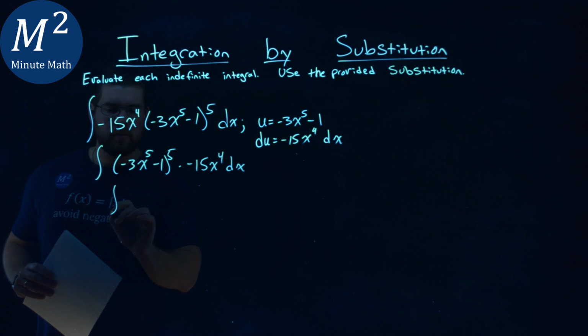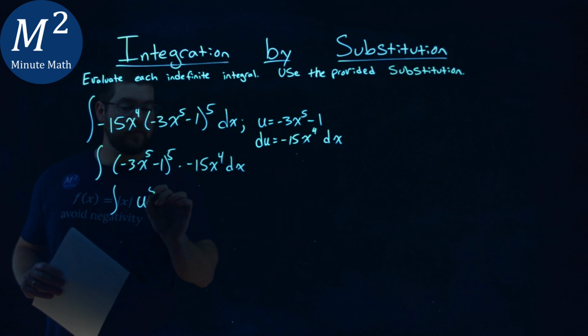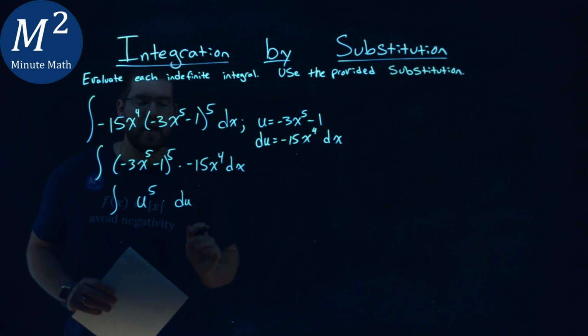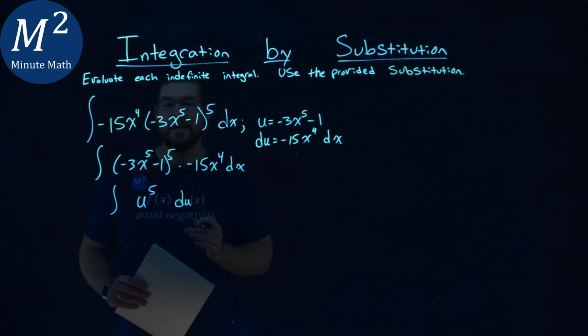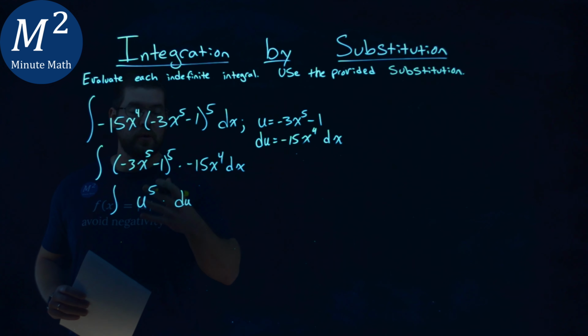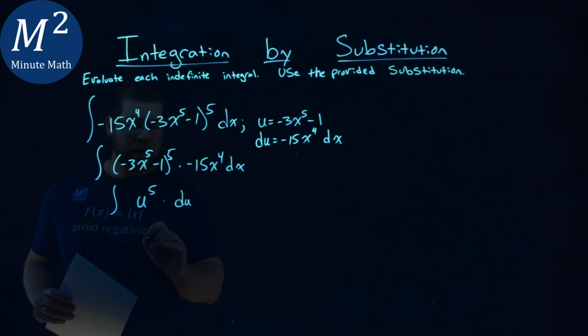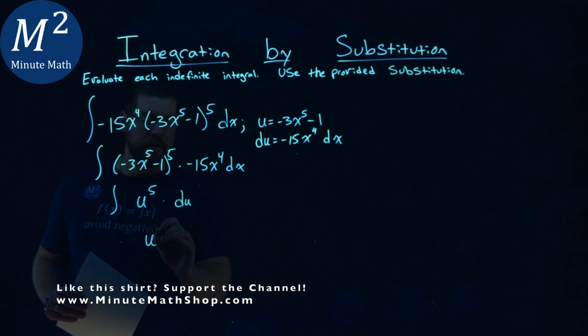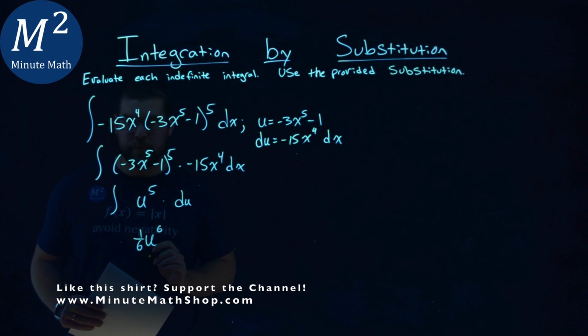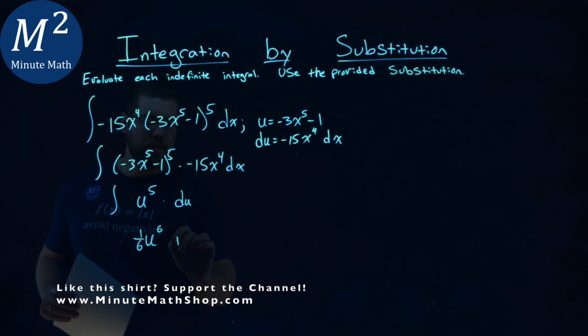So we find the integral. We have the integral now of u to the fifth power times, well, du. And now this integral is a lot easier to solve. So we take the integral here. So what causes a u to the fifth power? Well, we raise that exponent, taking the integral here to the sixth power, but we put a 1/6 out front. Then we can't forget our plus c.